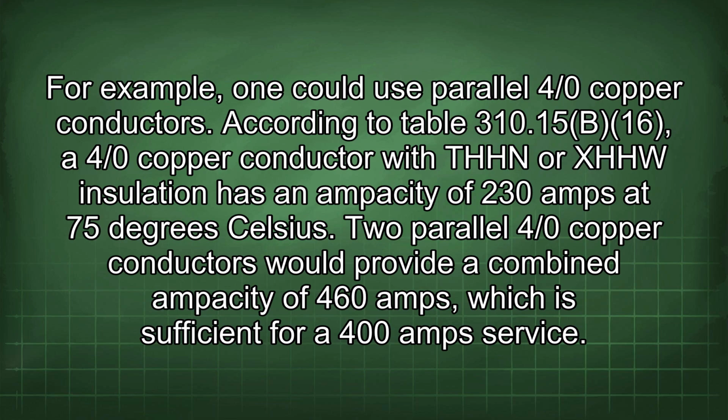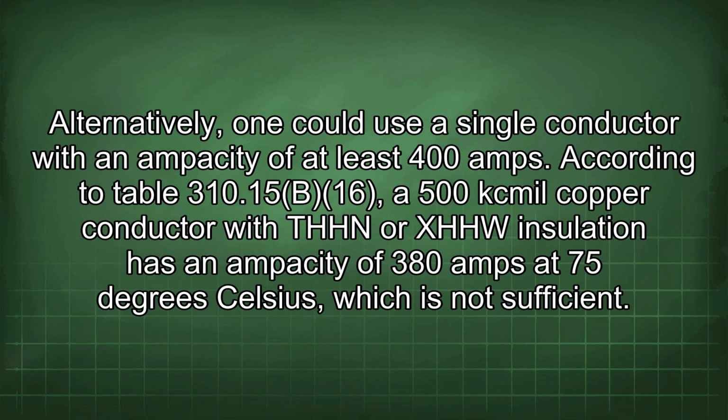According to Table 310.15(B)(16), a 4/0 copper conductor with THHN or XHHW insulation has an ampacity of 230 amps at 75 degrees Celsius. Two parallel 4/0 copper conductors would provide a combined ampacity of 460 amps, which is sufficient for a 400 amp service. Alternatively, one could use a single conductor with an ampacity of at least 400 amps.